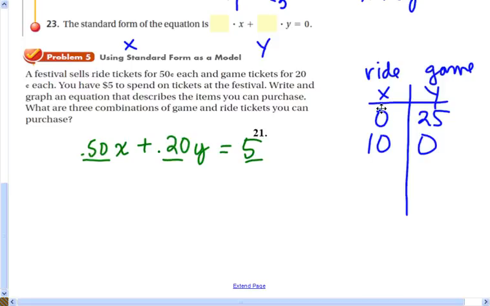Let's say we buy 5 game tickets. 5 times 20 cents is $1. And then got to subtract that from our $5 total. That would give us $4 to spend on ride tickets. So that will give us 8 ride tickets. And those are just some possible combinations.